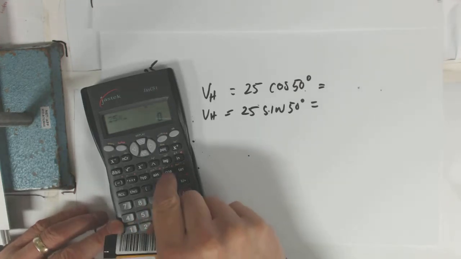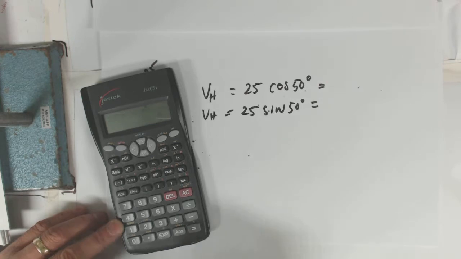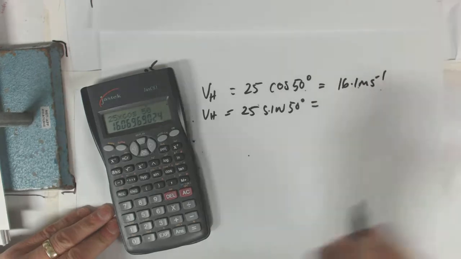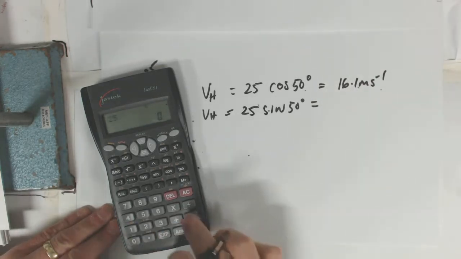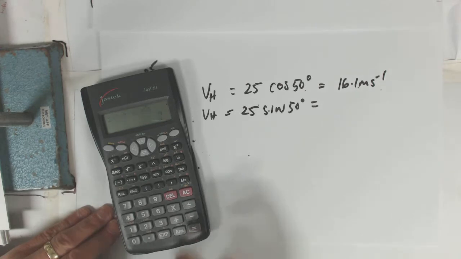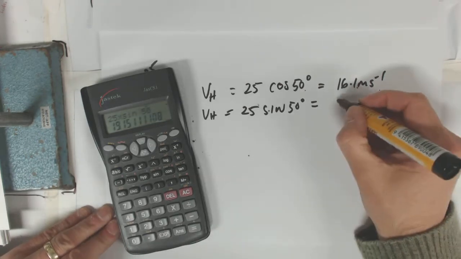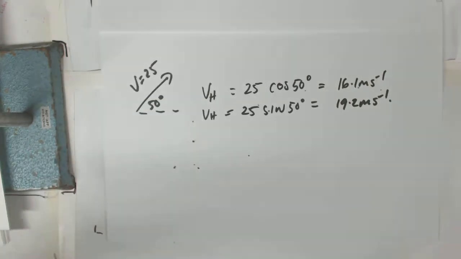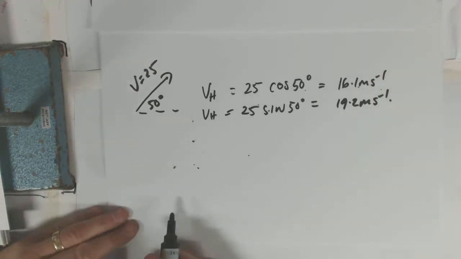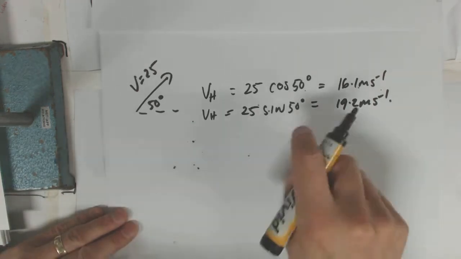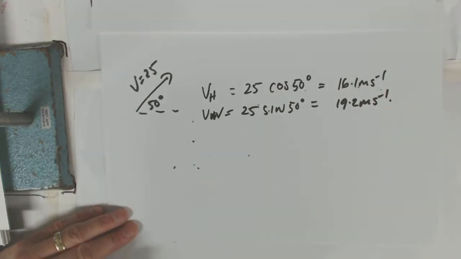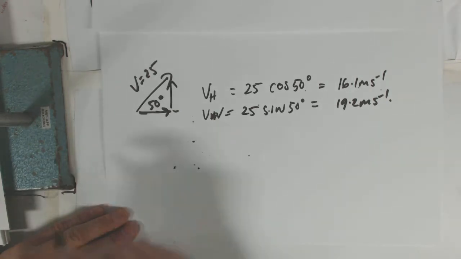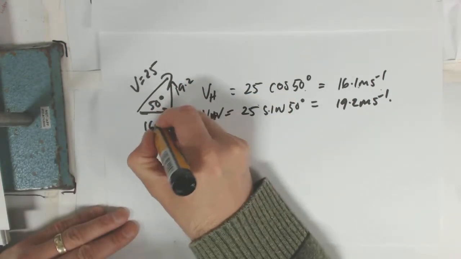25 times cos of 50 equals 16.06. I'll call that 16.1 meters per second. And the vertical velocity, 25 times sine of 50 equals 19.15. I'll call that 19.2 meters per second. So we've now worked out the components for the vertical velocity and the horizontal. Sorry, that's vertical velocity, horizontal. So we can put this one as being 19.2 and 16.1.